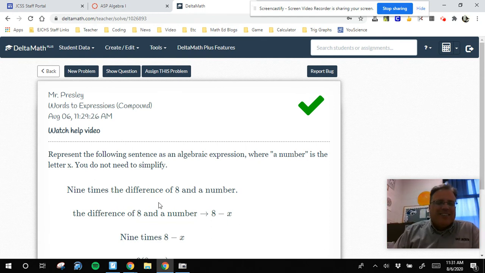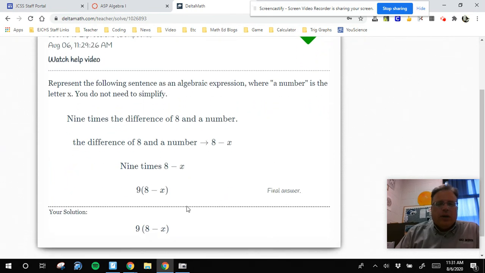Okay, so represent the following sentence as an expression. And this is what I was trying to say a while ago. There's their answer here, and here's your answer here. But what has it done? Well, it's taken the problem and kind of helped you out. It says, you know where the part that says the difference? Well, the difference is this little arrow, 8 minus x. And the part that says 9 times, well, 9 times means 9 times parentheses.